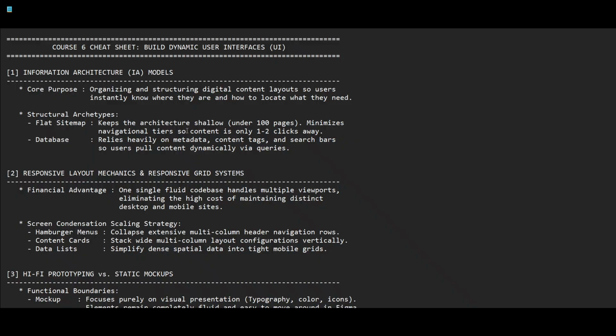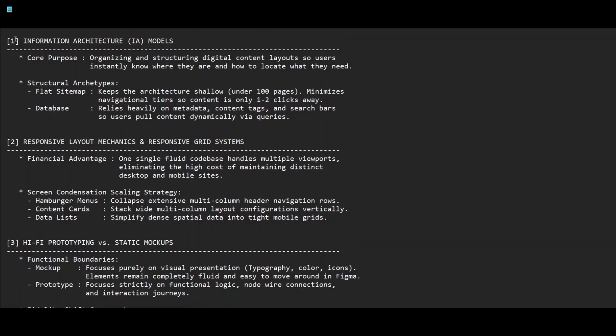Oh yeah, I hope you are seeing. So this is the course six notes, Build Dynamic User Interfaces. The first topic was information architecture. Actually, this was quite helpful: how to build information architectures.